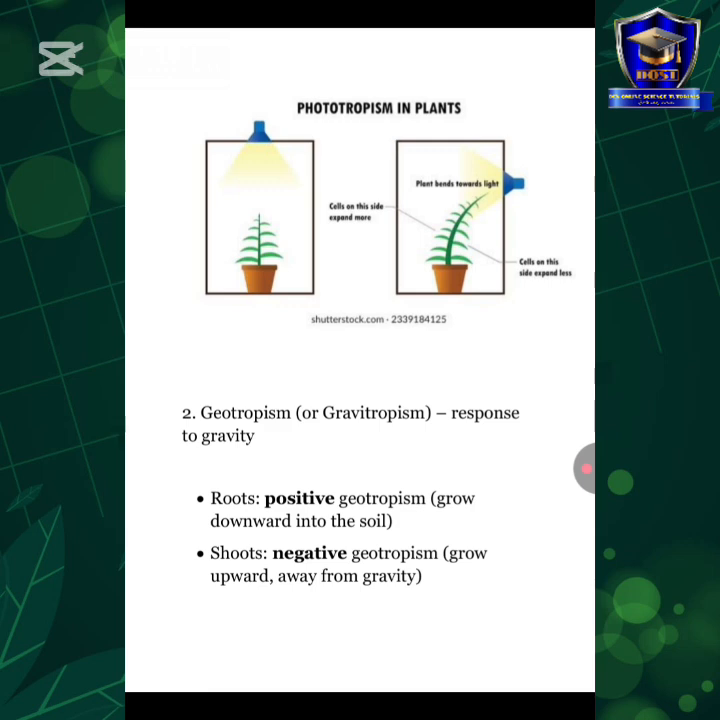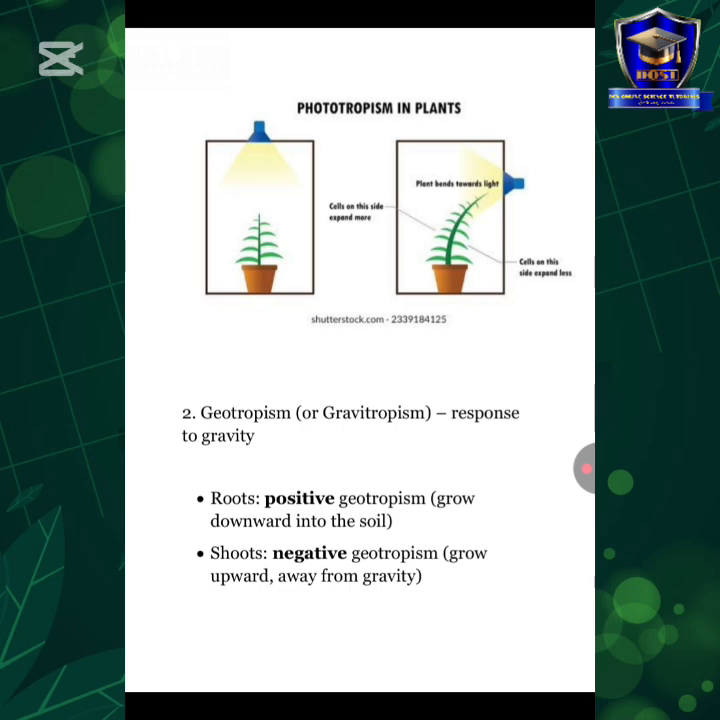So that's phototropism. Now, number two, we have what is called geotropism or gravitropism. This is the response to gravity. Okay, everybody knows that gravity acts downward, so anything that goes up must come down. So if a plant is growing towards the direction of gravity, that means if the plant is growing downward, then it is called positive geotropism. If it is growing upward in the opposite direction of gravity, it is called negative geotropism.